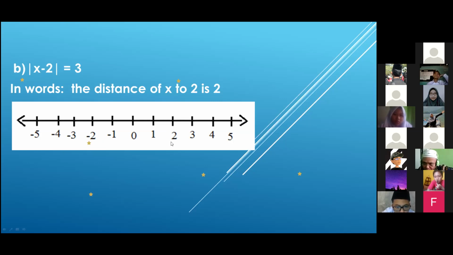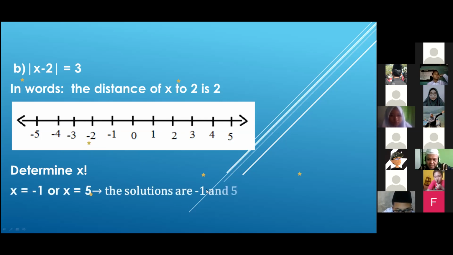How many possibilities for x? Two, correct. Okay, can you mention them? Negative 1 and 5. 1, 2, 3. Negative 1 or 5. So negative 1 and 5 are the solutions to this absolute value equation. Okay. Good.